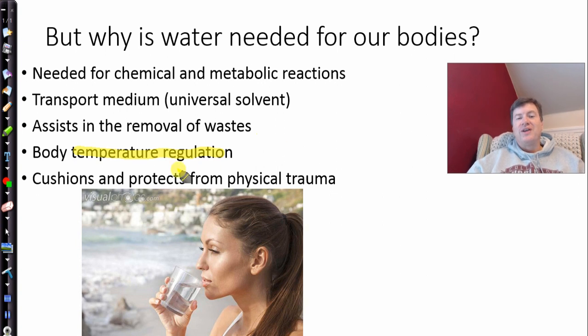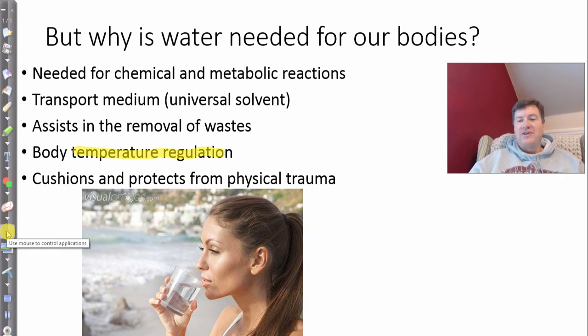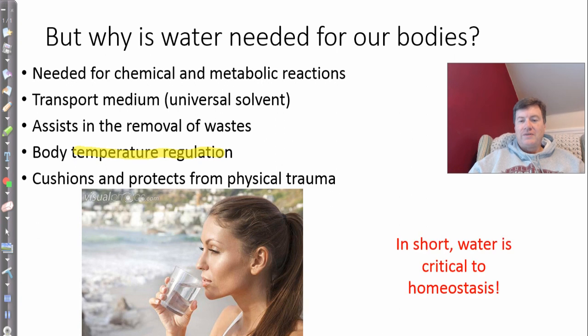Water also cushions and protects us from physical trauma. Since we have a lot of water in our tissues, your muscles, for example, are 50% water. Water sort of absorbs blows and keeps us from experiencing too much trauma to our tissues. So, in short, water is critical to homeostasis. Without water, we could not carry out our chemical reactions, nor could we even exist. Can you name one living thing that doesn't need water? Nope. Everything requires water.